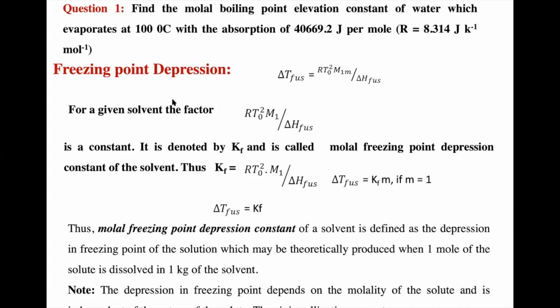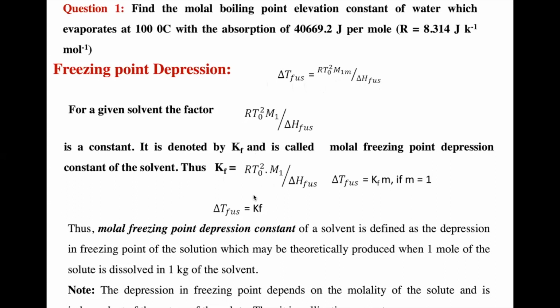Okay. So the next and last colligative property is the freezing point depression. Similar to the molar boiling point elevation, the freezing point depression delta T fusion is equal to R T0 square M1 m upon delta H fusion. So here you are taking the enthalpy of fusion instead of the enthalpy of vaporization. So this is the difference between the freezing point depression and the boiling point elevation. Similarly, you can also define the freezing point depression.